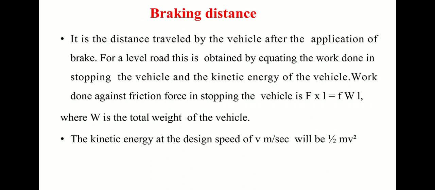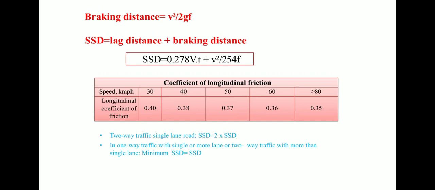Now, braking distance. It is the distance traveled by the vehicle after the application of the brakes. For a level road, it is obtained by equating the work done in stopping the vehicle and the kinetic energy of the vehicle. Work done against friction force in stopping the vehicle is F into l, which is equal to f into W into l, where W is the total weight of the vehicle. The kinetic energy at the design speed of V meters per second will be 1/2 mv square. So, braking distance is equal to V square upon 2gf.